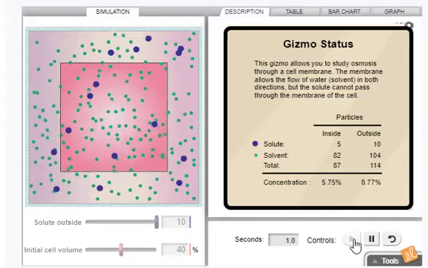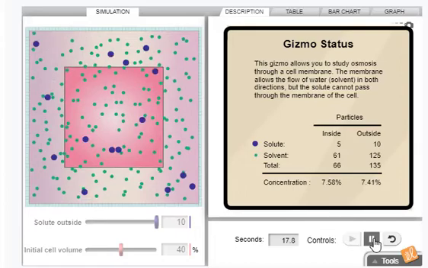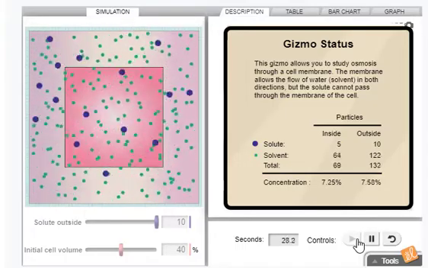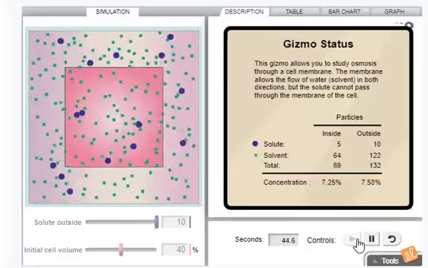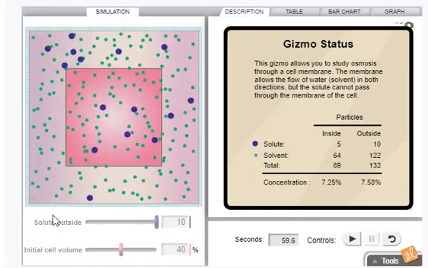We're going to go ahead and hit play. And it asks us, did most of the solvent particles move into the cell or move out of the cell? And the hint it gives us is, did the cell expand or shrink? If it shrunk, that means solvent moved out of the cell, and if it got bigger, that means the solvent moved into the cell.